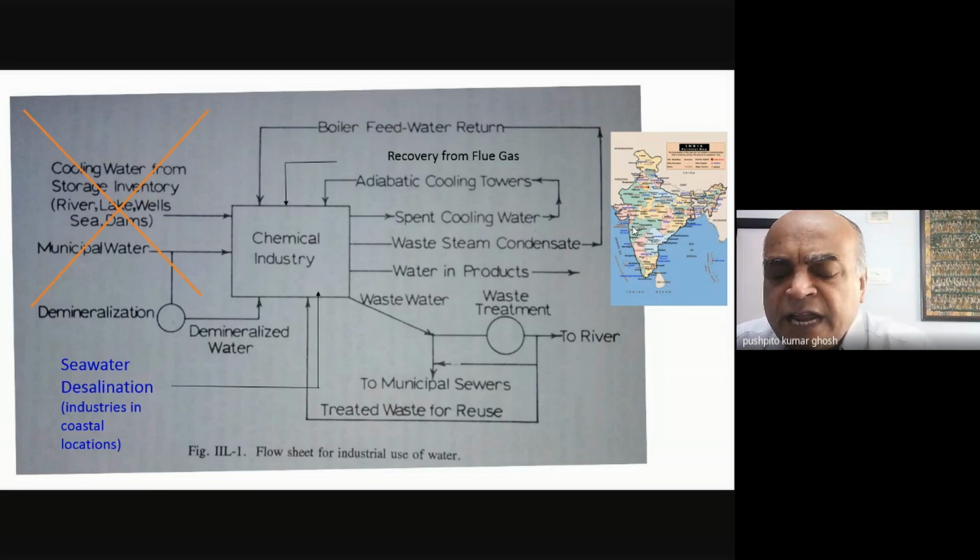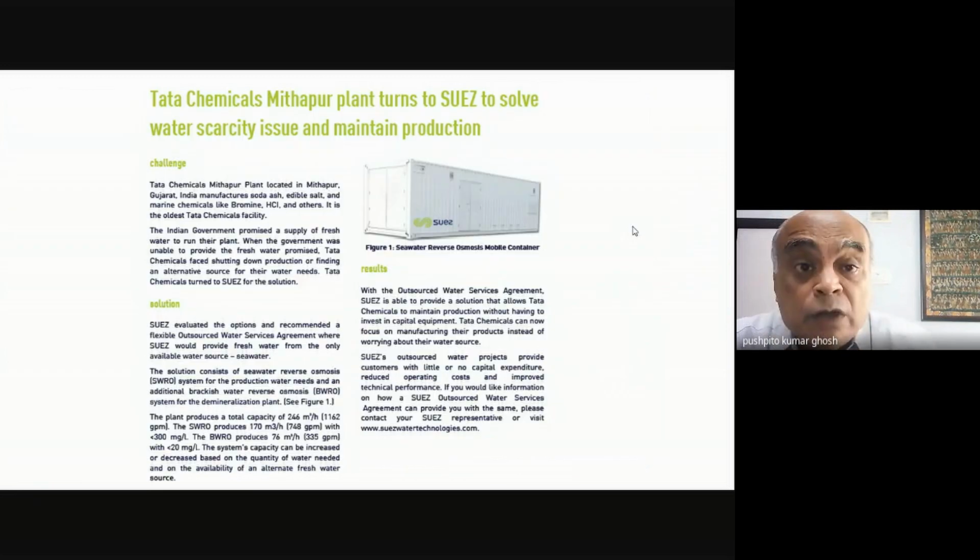Maybe in 10 to 20 years time, the situation will be even much more severe, and so many states are planning their own seawater desalination plants. If you think that what I'm saying is not true, again take Tata Chemicals. Tata Chemicals Mithapur plant turns to Suez to solve water scarcity issue and maintain production. And they say the Indian government promised a supply of fresh water to run their plant. When the government was unable to provide the fresh water promised, Tata Chemicals faced shutting down production or finding an alternative source of their water needs.